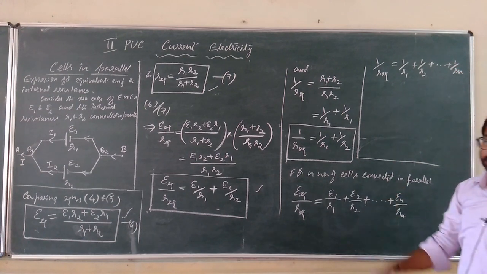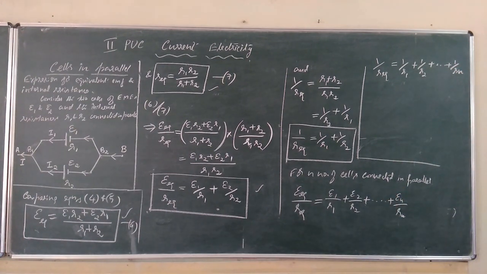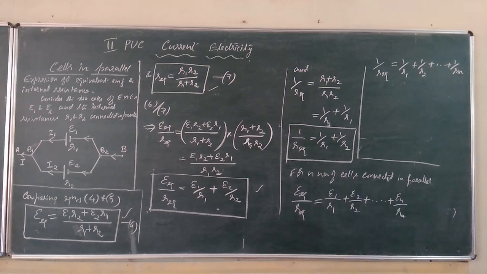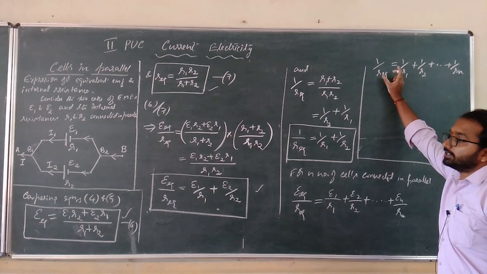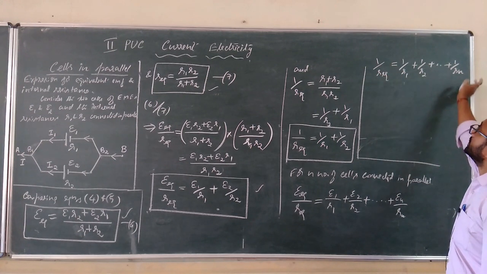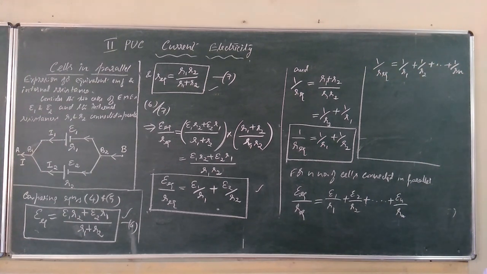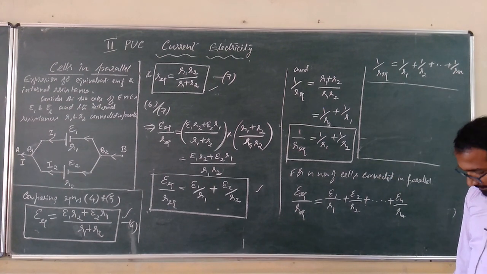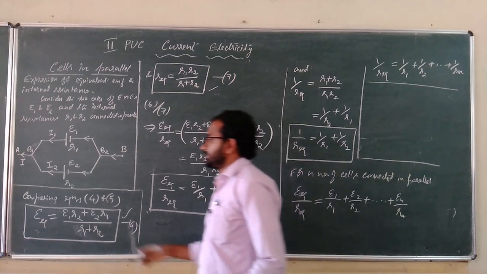If n number of cells are connected in parallel, then the equivalent value of EMF can be calculated using this formula: E equivalent by R equivalent is E1 by R1 plus E2 by R2 plus up to En by Rn. And the equivalent value of internal resistance of the combination of cells connected in parallel can be calculated using this formula: 1 by R equivalent is equal to 1 by R1 plus 1 by R2 plus up to 1 by Rn.